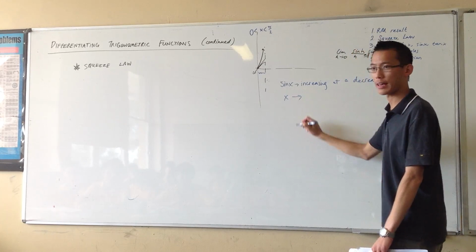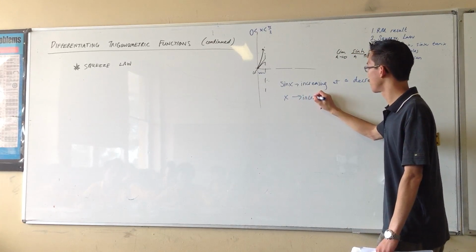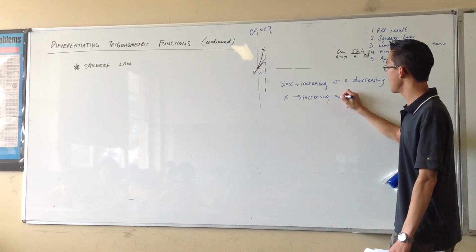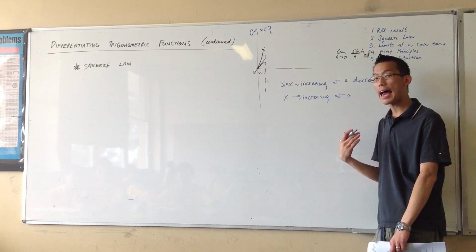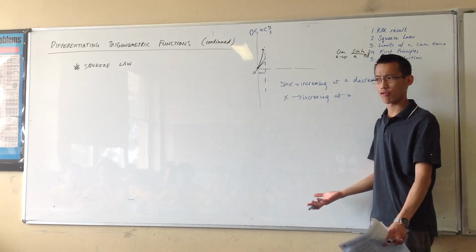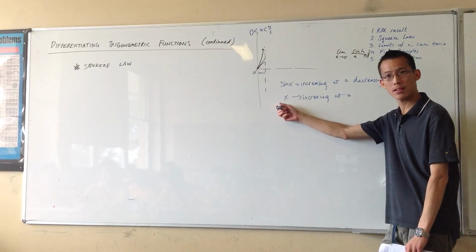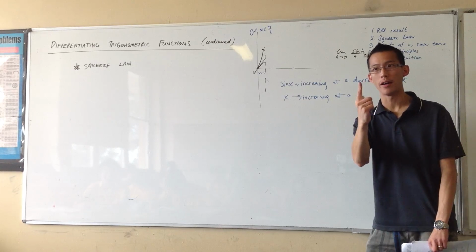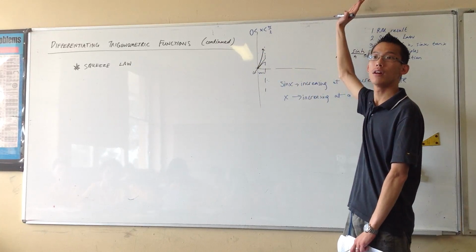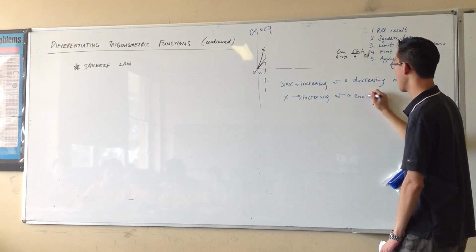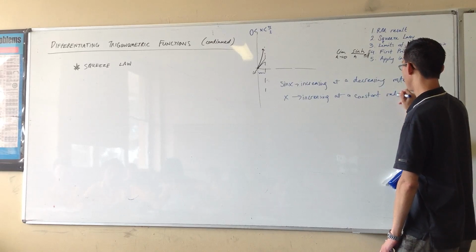Now what about x? x is also increasing. But what rate is it increasing at? It's increasing at a constant rate, because I could differentiate this, which gives me the gradient, and the gradient is 1. And the gradient is always 1. Forever, this line is just increasing at the same rate. So, increasing at a constant rate.